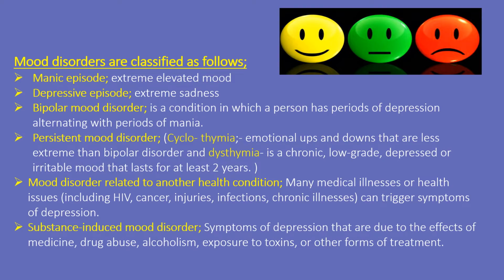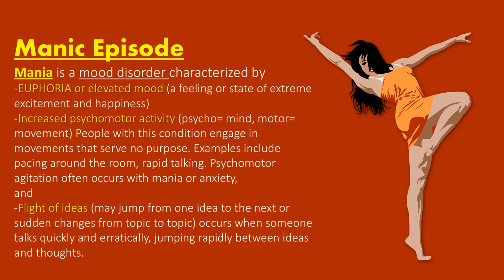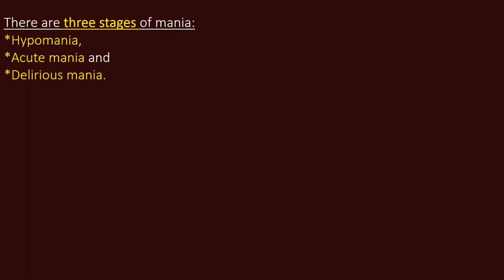What do you mean by mania? Mania is a mood disorder characterized by euphoria or elevated mood, increased psychomotor activity, and flight of ideas. There are three stages of mania: hypomania, acute mania, and delirious mania.